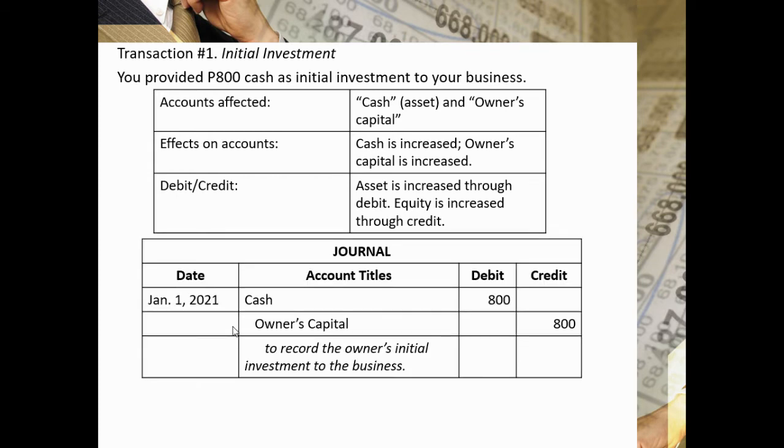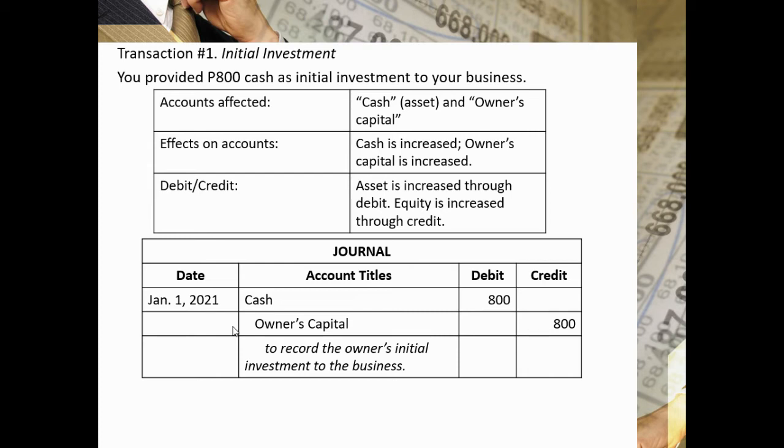So ano ang magiging journal entry mo based sa naging analysis natin? Of course, you should input the date and you should debit cash kasi nag-increase siya amounting to 800, and credit to owner's capital because owner's capital also increased because of the investment amounting to 800 pesos. So the short description of the transaction is to record the owner's initial investment to the business.